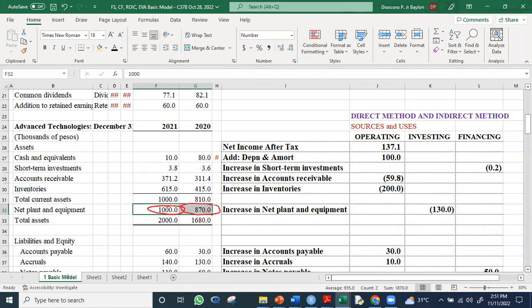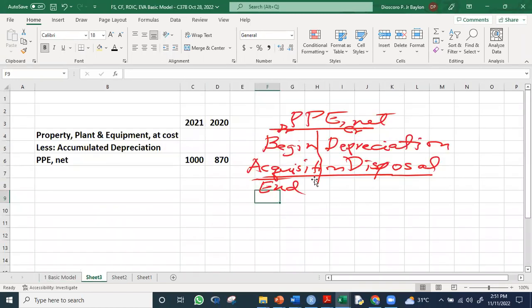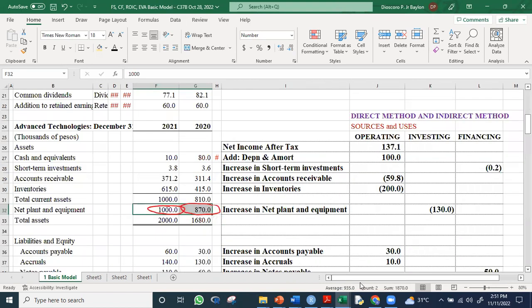So we need to determine, we have the beginning, we have the ending. We know depreciation. We need to compute for the acquisition because the acquisition is the amount that was invested by the company. And if there's disposal, we need also to show this, the disposal. So let me write here.